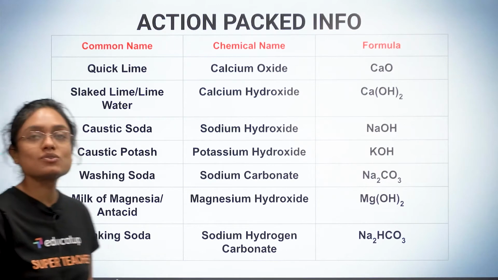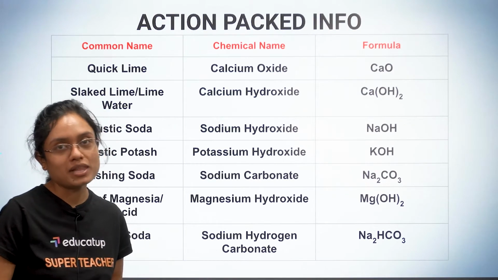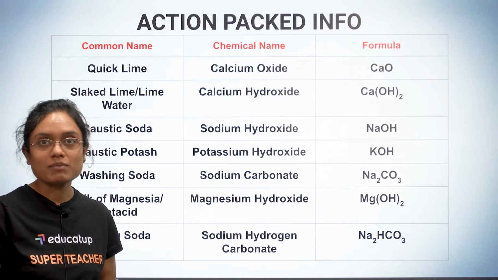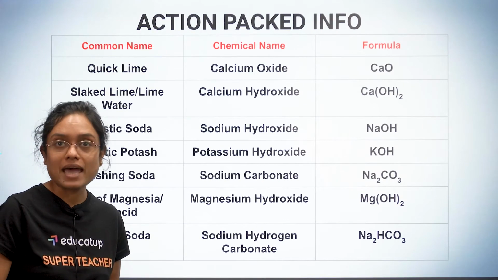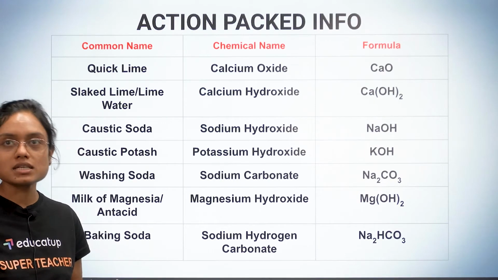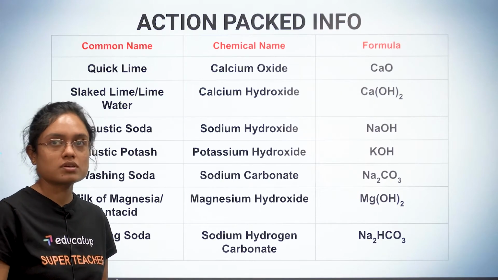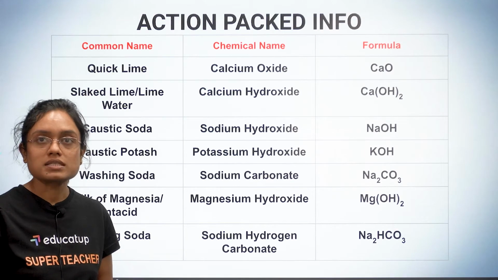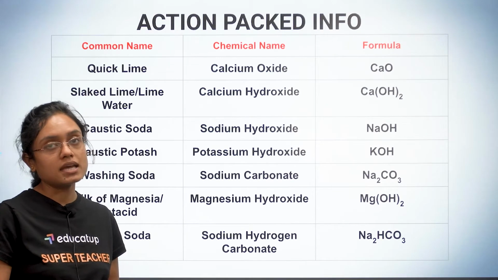Quicklime is known as calcium oxide and the formula is CaO. Slaked lime or lime water is calcium hydroxide and the formula is Ca(OH)2. If we talk about caustic soda, the chemical name is sodium hydroxide and that is NaOH. Caustic potash is potassium hydroxide, KOH.